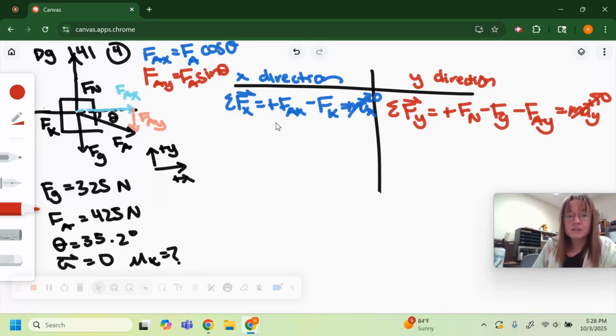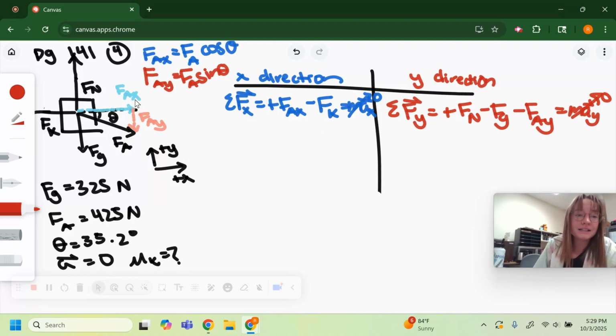Then what you would do next, your next step here would be to plug in these equations here and here, to plug in an equation for Fk, then to rearrange to solve for mu k. You would probably need to find Fn in the y direction and plug it back in over in the x direction. And that's the problem.